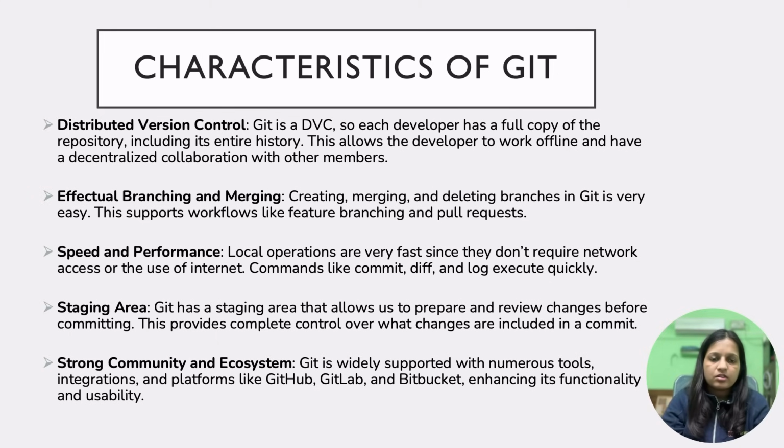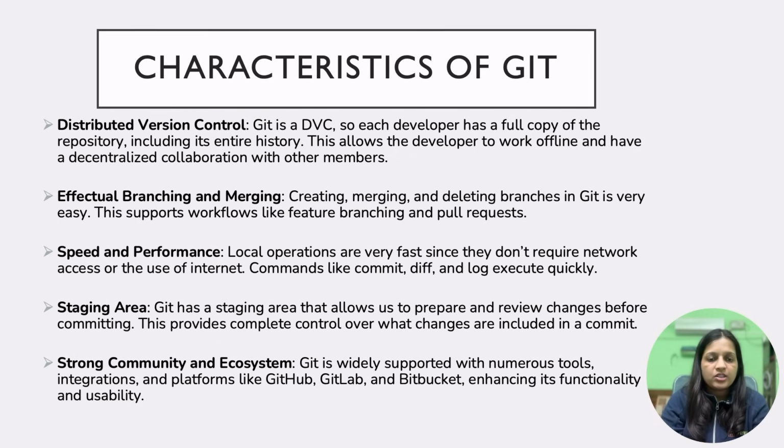pulling from the server. Speed and performance: local operations are very fast. Why? Because they do not require network access. You do not have to continuously connect to the server to work. You can work on your local system, and whenever you need to commit a change, you can push the change to the repository when you are completely ready to do that. You only require network access when you want to push your work from your local repository to the repository on the server. Commands like commit, diff, and log execute quickly because they do not require internet access all the time.